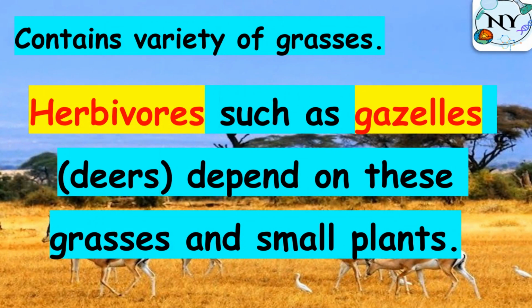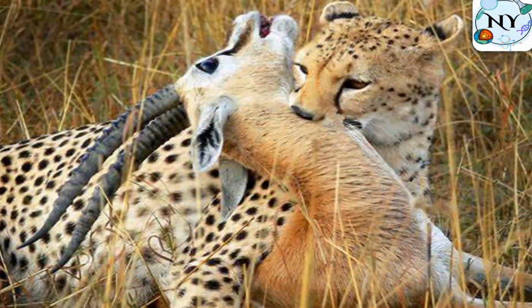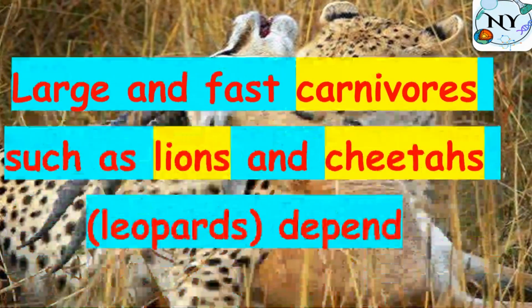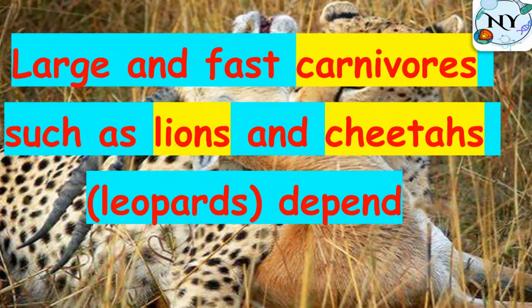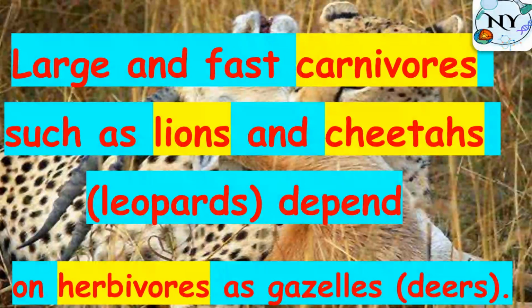Herbivorous, here the first section of the word, herby, جاية من كلمة herbs اللي هي plants أو grasses. Herbivorous such as gazelle or deers. They depend on these grasses and small plants. طب which animals can feed on gazelle? Yeah, tiger, lion, and cheetah. So large and fast carnivores such as lions and cheetahs اللي هم اسمهم leopards depend on herbivores like gazelle. هنا carnivores it means animals which feed on meat, feed on other animals.